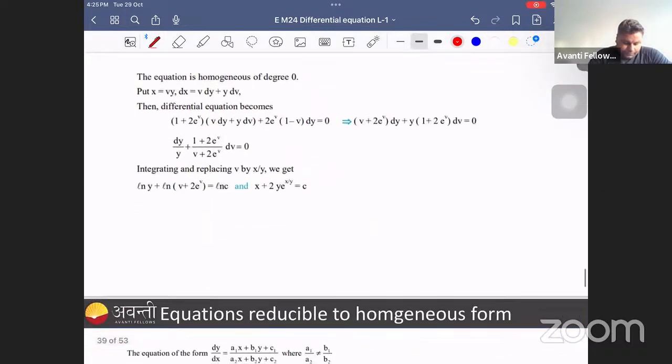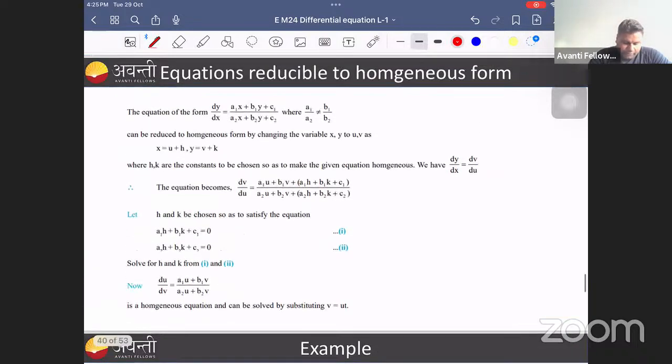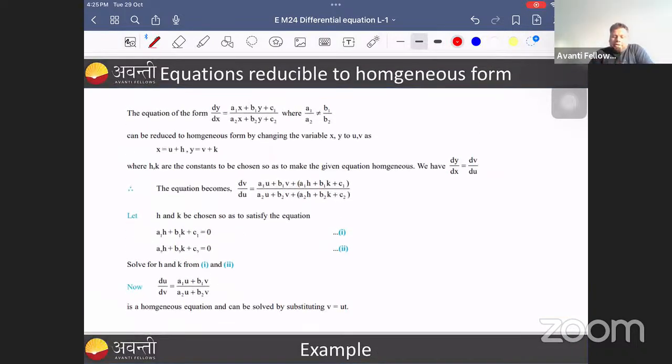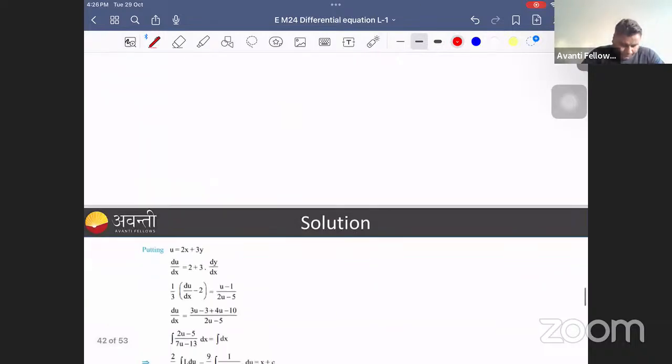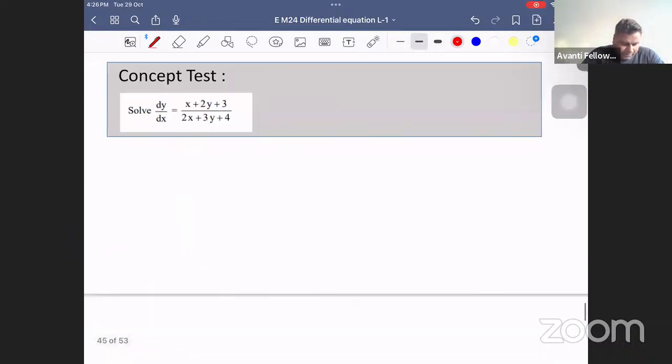Now, is the solution required? See, equation reducible to homogeneous form, I do not find it of too much importance, and in the rarest of rare cases will you find its question in any exam. So I will skip it as of now. Got it?